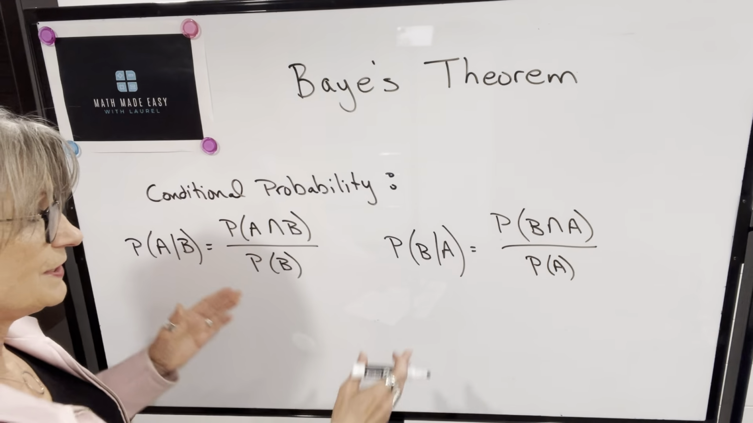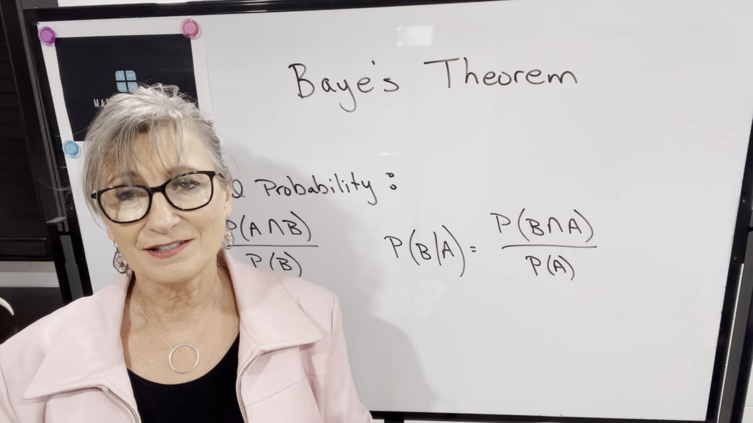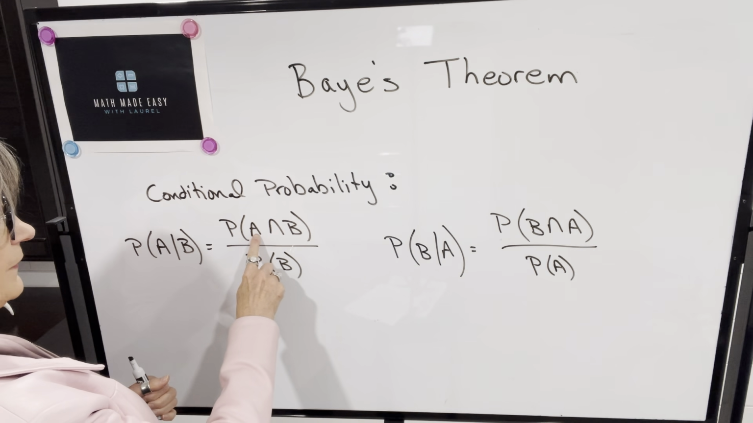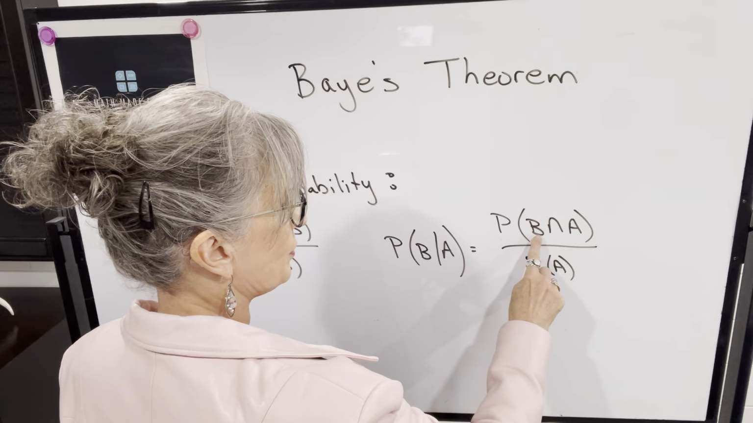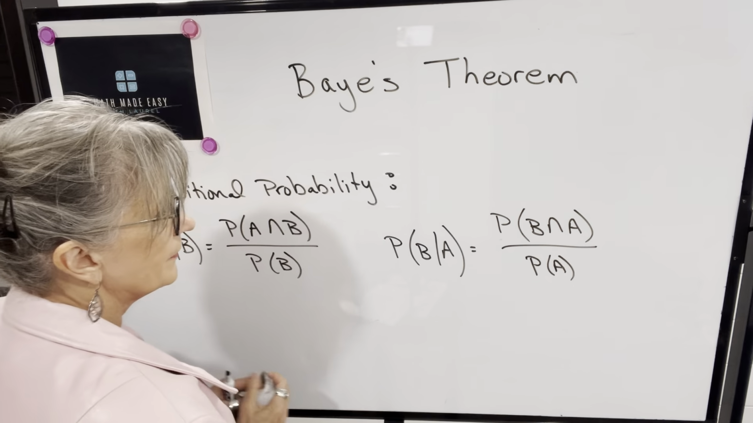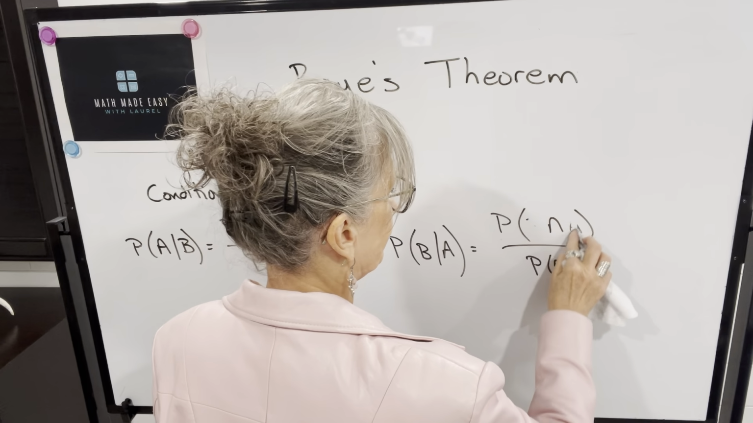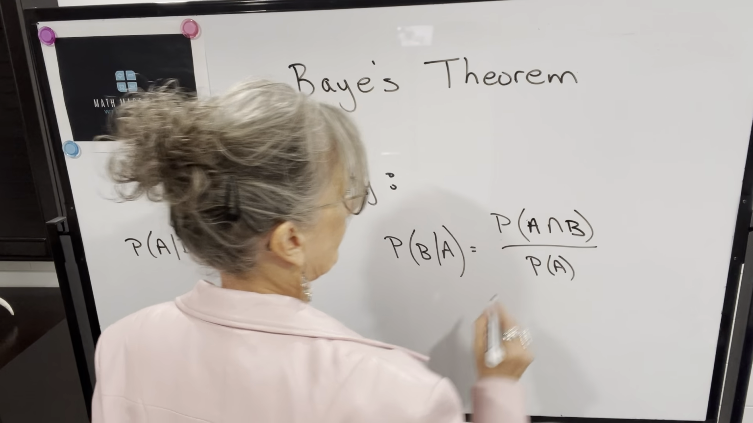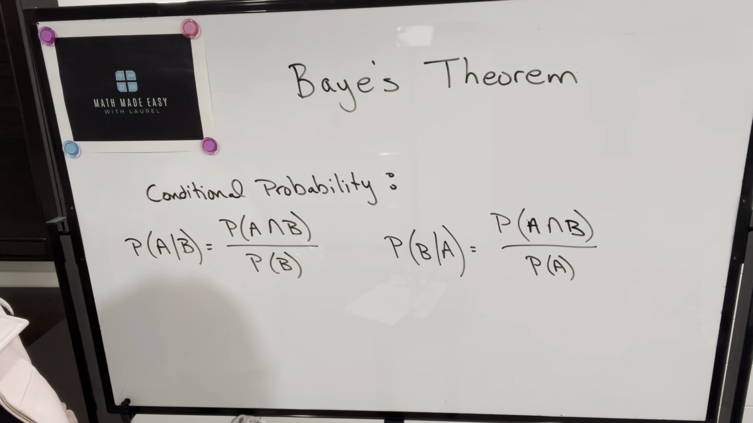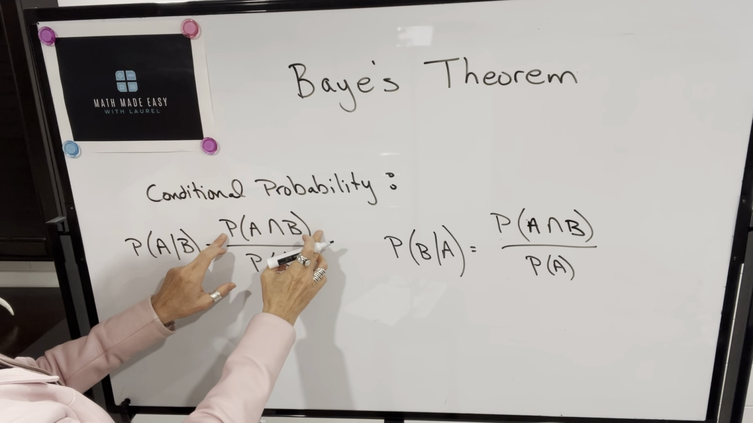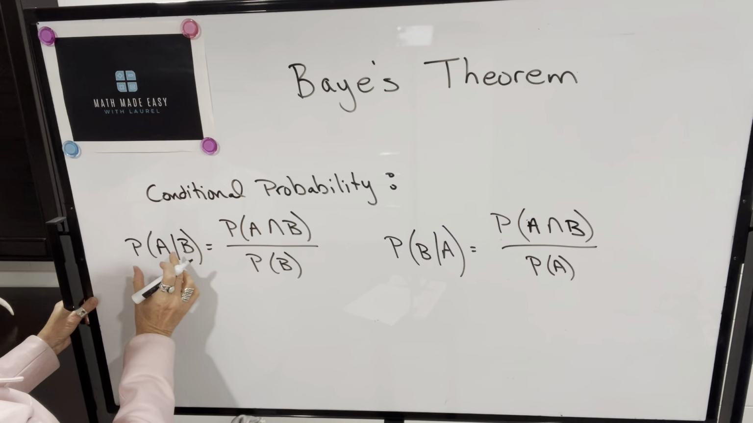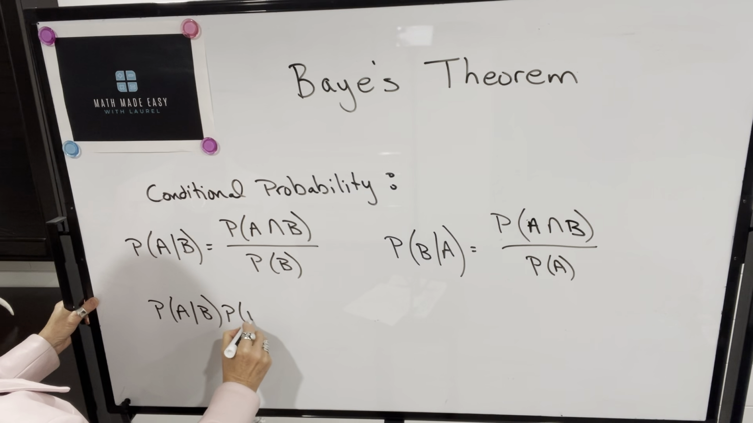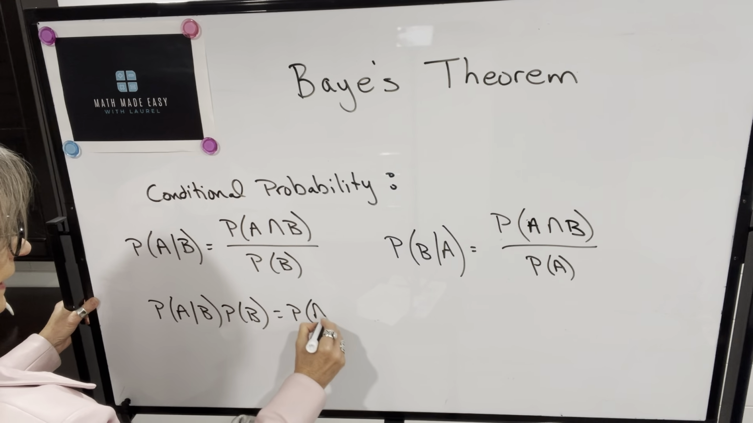So what I'll do is use these two formulas to get Bayes' theorem. First of all, I want to point out that the probability of A and B is going to be the same as the probability of B and A. So let's just change this. From there, I'm going to isolate the probability of A and B by multiplying both sides by the probability of B. So the probability of A given B times the probability of B will equal the probability of A and B.